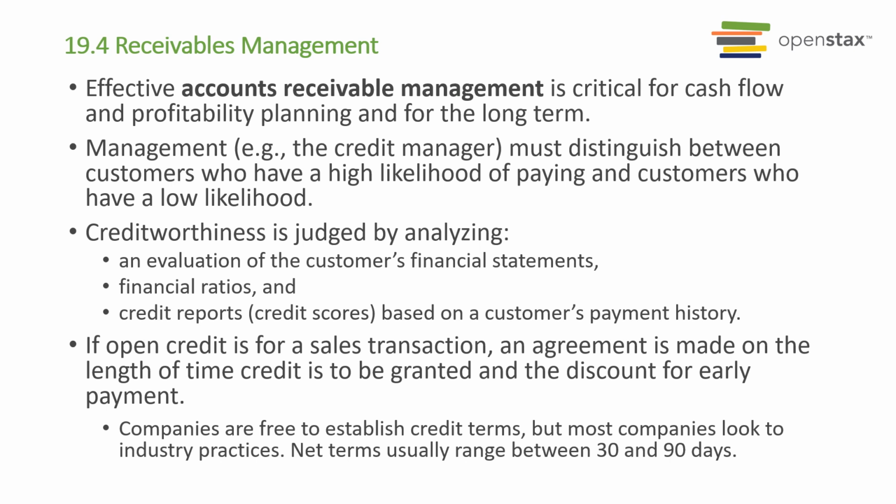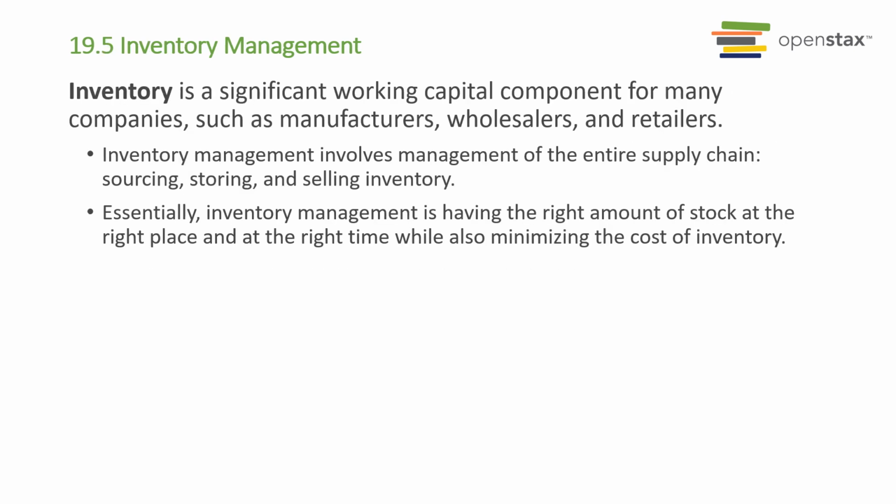Management, or the credit manager, must distinguish between customers who have a high likelihood of paying and customers who have a low likelihood. Creditworthiness is judged by analyzing an evaluation of the customer's financial statements, financial ratios, and credit reports or credit scores based on a customer's payment history. If open credit is for a sales transaction, an agreement is made on the length of time credit is to be granted and a discount for early payment. Companies are free to establish credit terms, but most companies look to industry practices. Net terms usually range between 30 and 90 days.